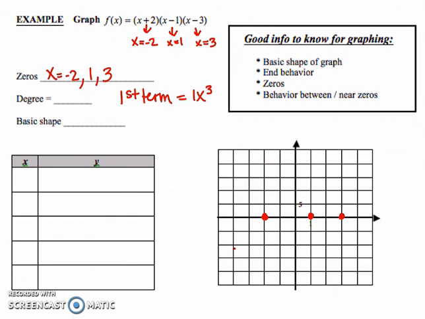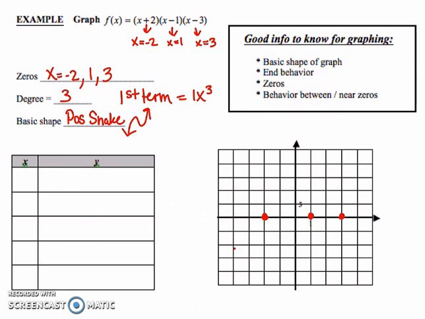So that tells me that my degree is 3 and that the basic shape, since my leading coefficient is positive, if my degree is 3, it's going to be a snake. My leading coefficient is positive, so my basic shape is going to be a positive snake, which I know looks something like that. Okay, so that's what the shape of my graph is going to be. So I would expect on the left-hand side it's going to go down, on the right-hand side it's going to go up.